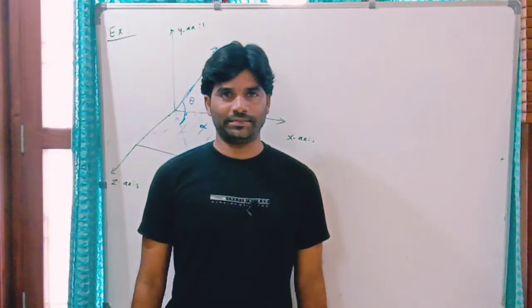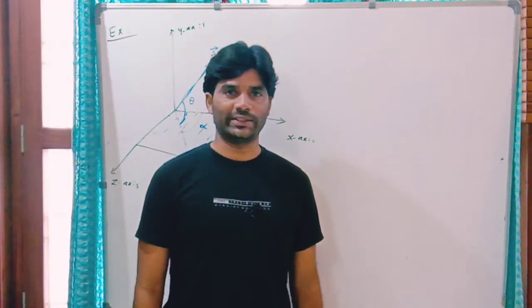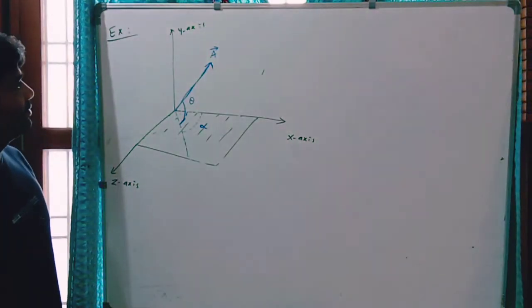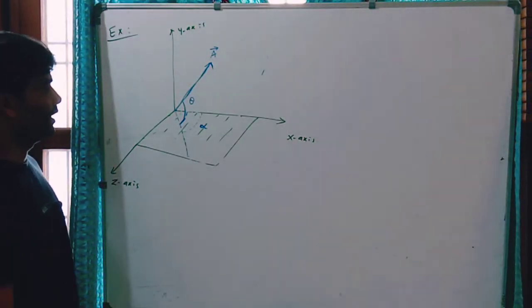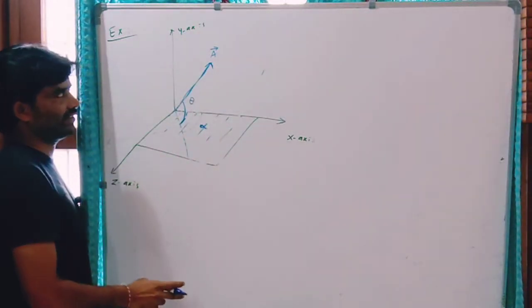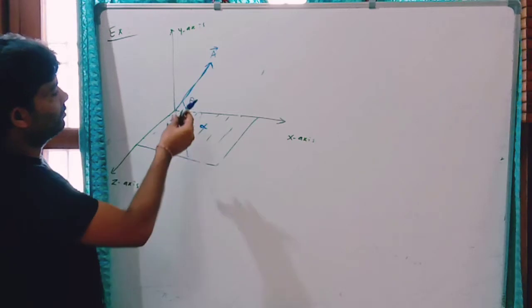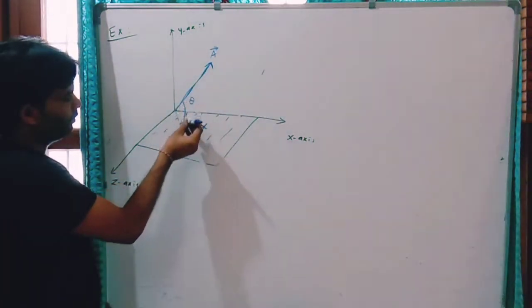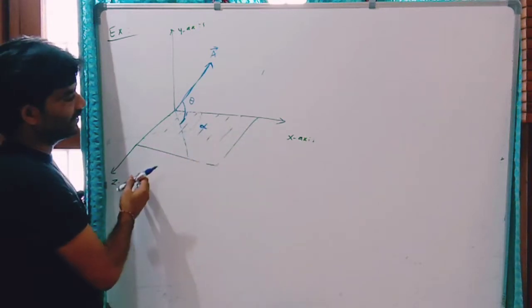Hello everyone. One simple problem I am going to explain now. So you can see this diagram. We have this coordinate system, x axis, y axis and z axis. There is a vector which is passing through the origin and making some angle theta with this xz plane.